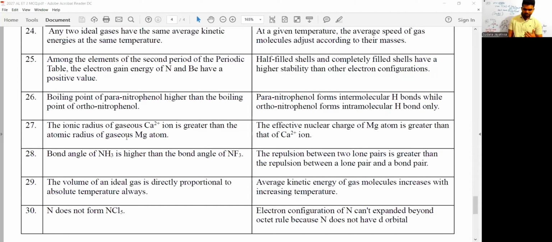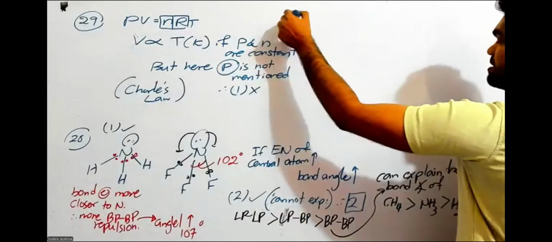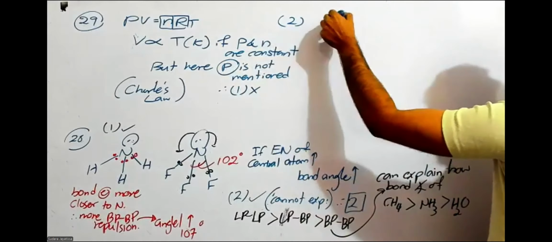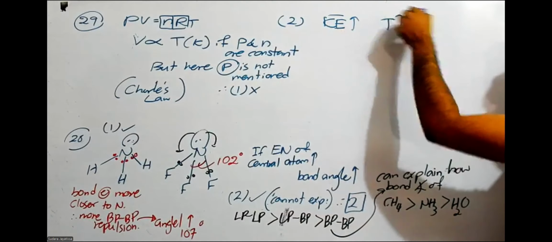So the first statement is wrong. Don't misunderstand: saying always is wrong, because the pressure is not mentioned. Look at the second statement. The average kinetic energy of a gas molecule increases with increasing temperature. That is also correct. It doesn't say proportional. The second one is correct. Average kinetic energy increases with increasing temperature.